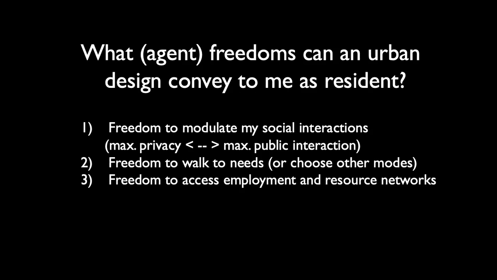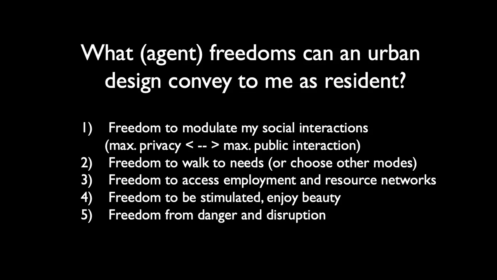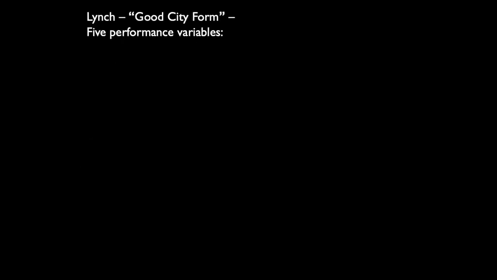And obviously to access employment and the resources that we need when we're in the city, the freedom to be stimulated, to enjoy the beauty of the city, to get out and walk and exercise, the freedom from danger and disruption. Obviously that's an important factor. So in the book, Lynch describes five different variables that he posits as values that we should consider as elements of a good city form.